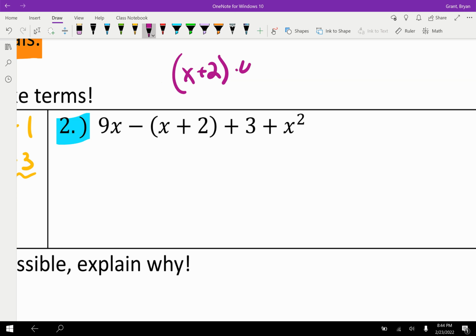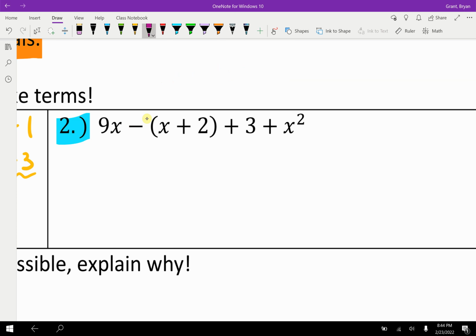If I had a 4 at the end, you could distribute, that's fine. As long as there isn't that exponent blocker, you're good to go. So on problem 2, we can't combine like terms yet because of those parentheses. Always a good idea to drop the parentheses first.